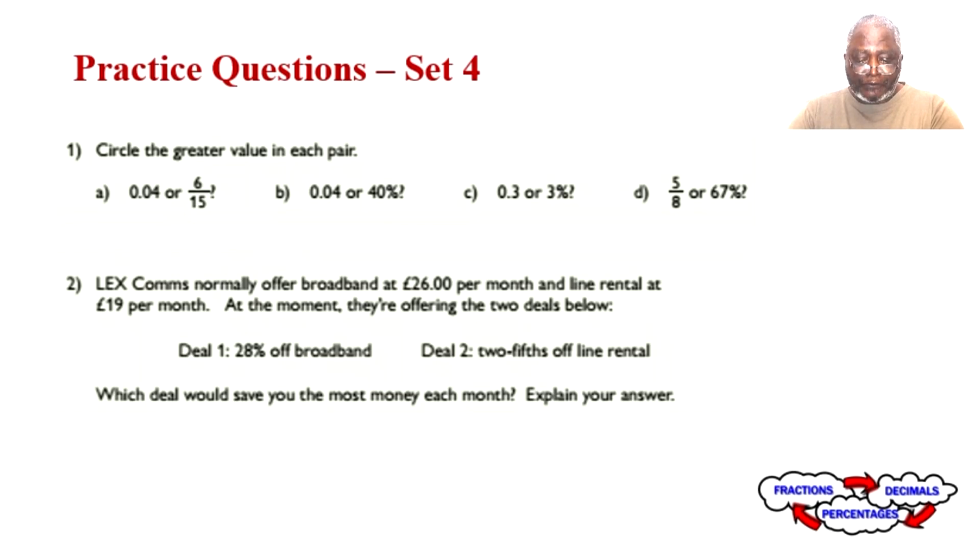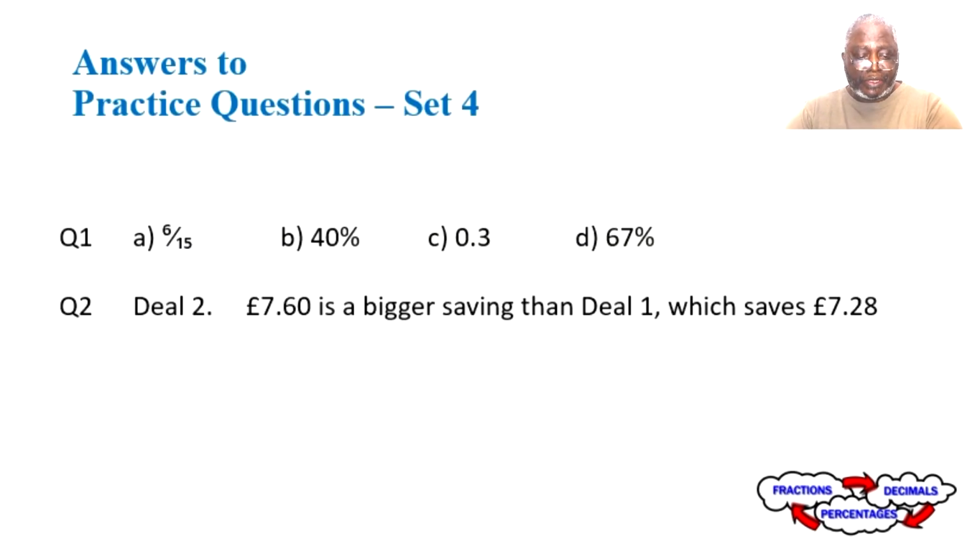At the moment they're offering two deals. Deal 1, 28% off broadband. Deal 2, 2/5 off line rental. Which deal would save you the most money each month? Explain your answers. And those are your answers.